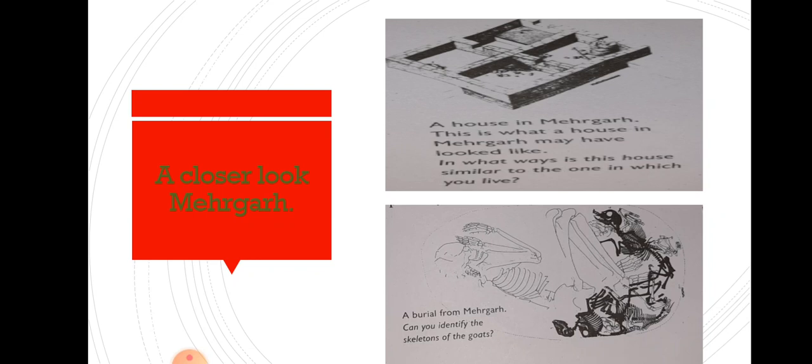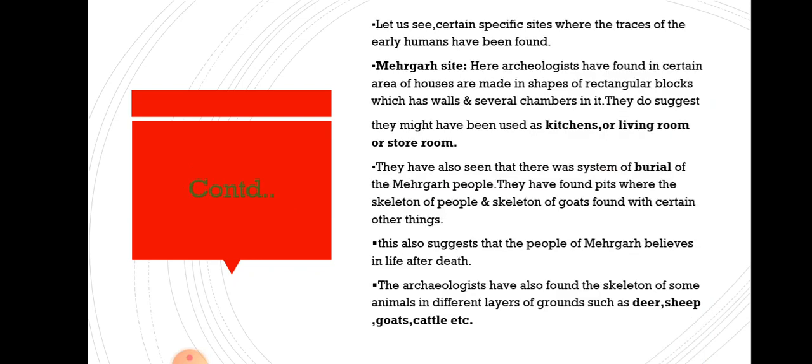When it was excavated, the skeleton of a man and an animal was found in the same place, and animals like goats. So let us see a certain specific area where the traces of early humans have been found, the Mehrgarh site. We are talking about Mehrgarh.